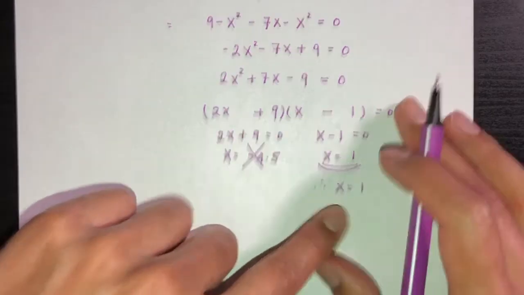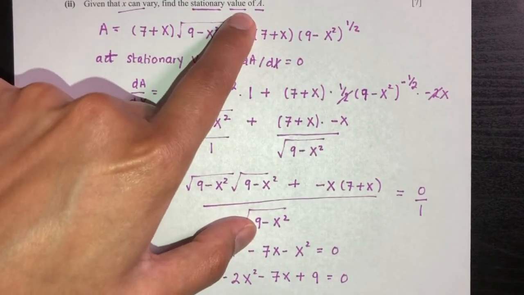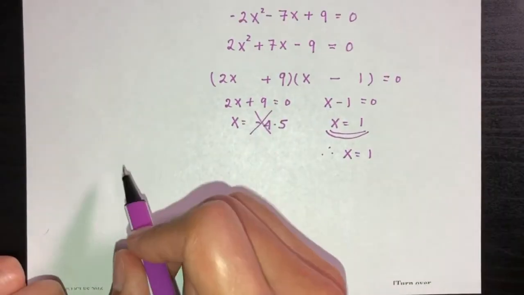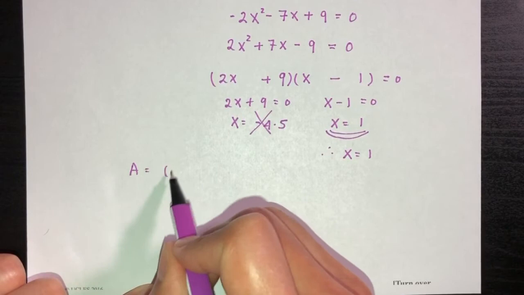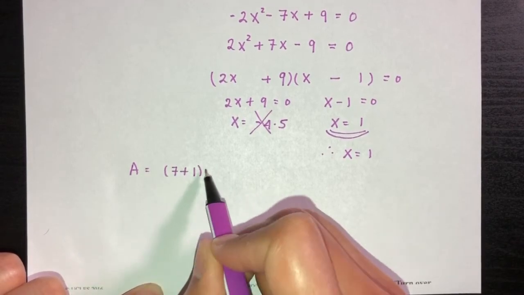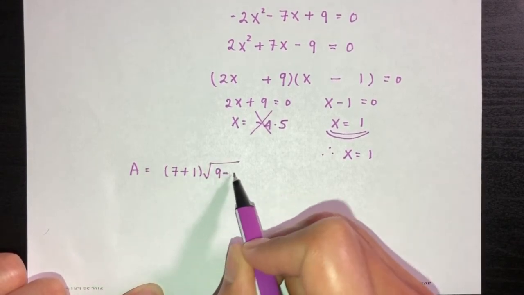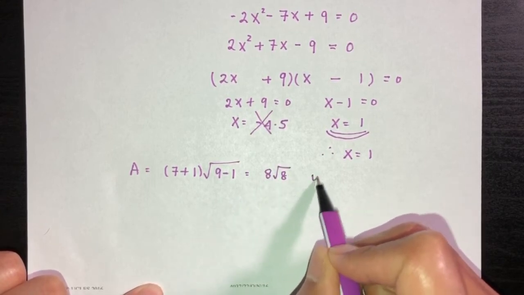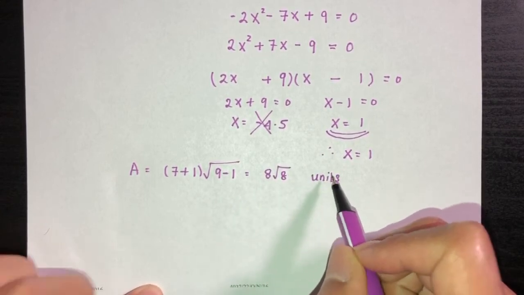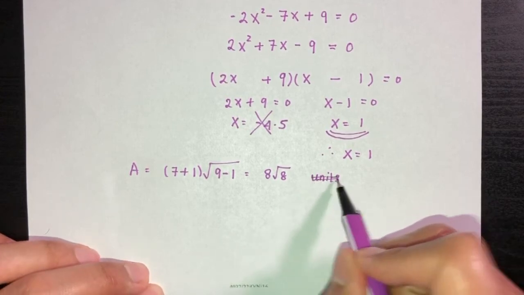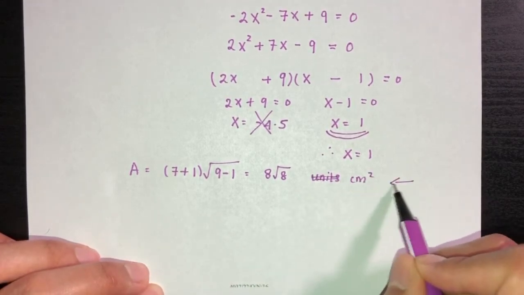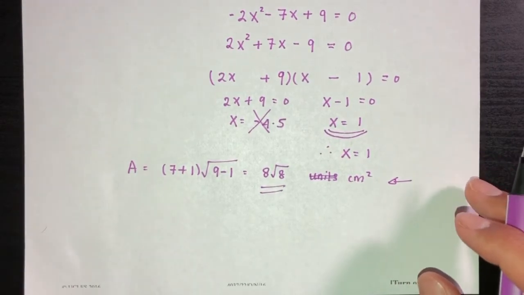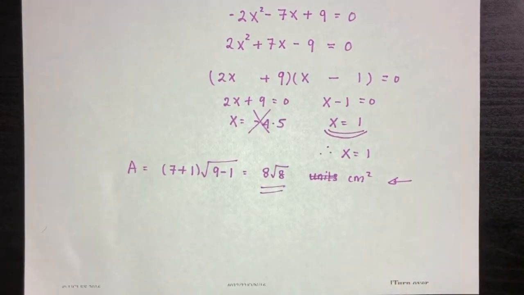Now we have to find the stationary value, so we have to replace this value of x back in the equation. The value of A will be 7 plus 1 times root of 9 minus 1. That will be 8 root 8 as your area units. I think it was in centimeters, so you can write centimeters squared. That is your area of this trapezium, and that is your question number 9.